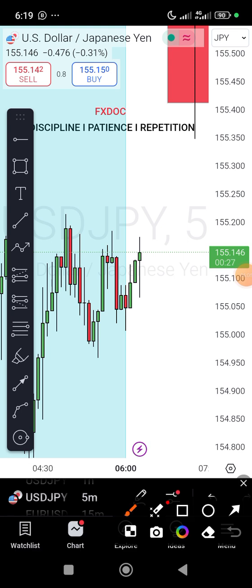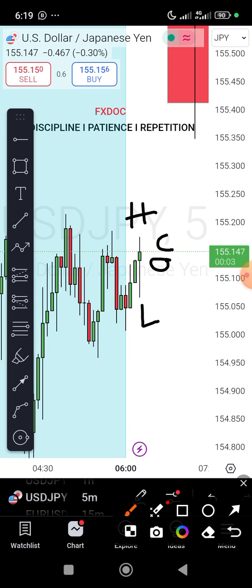Okay, so we have just about 25 seconds left. Can you see this candle opened here? It is closing here. This is the high, this is the low. Let me do it like this. So we have the O here, we have the C, we have the H, and then we have the L. So it's as simple as that.